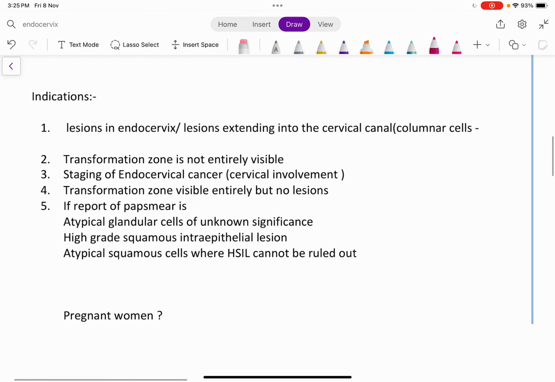Okay, so now you may have the doubt, why am I going to take the sample from the endocervix? So as I have told you earlier, in order to rule out adenocarcinoma in the cervix, which is the second most common type of cancer to occur in the cervix, you are going to take the sample from the endocervix with the help of the procedure endocervical curettage. So therefore, the first indication is going to be any lesion in the endocervix, right? Any lesions in the endocervix or lesions which are extending into the cervical canal, right? So because of that reason, you're going to take the sample from the endocervix.